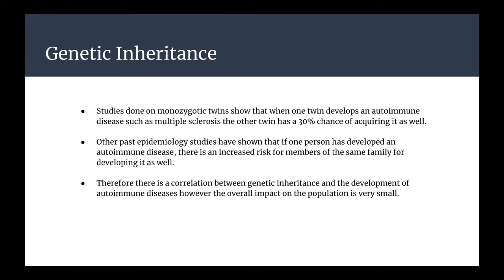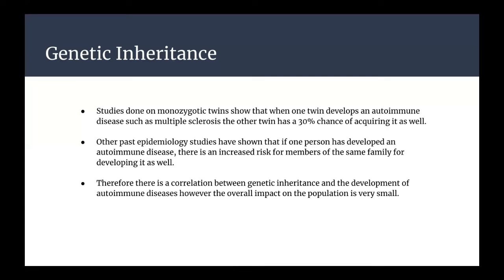Based upon these results, it is clear that there is a correlation between genetic inheritance and autoimmune diseases. However, the overall impact on the population is very small. In other words, genetic inheritance is not the primary inducer of autoimmune diseases for the overall population. This is primarily due to the fact that genetic inheritance of autoimmune diseases does not follow the Mendelian theory, making it difficult for epidemiologists to map.